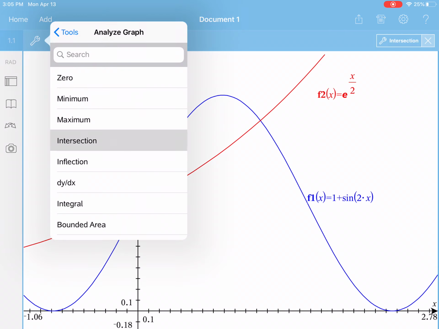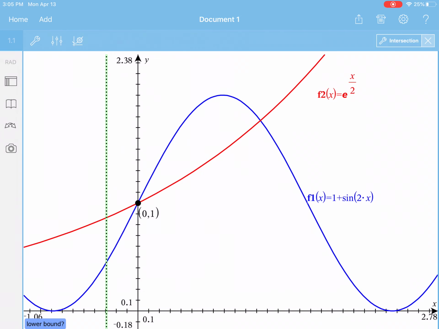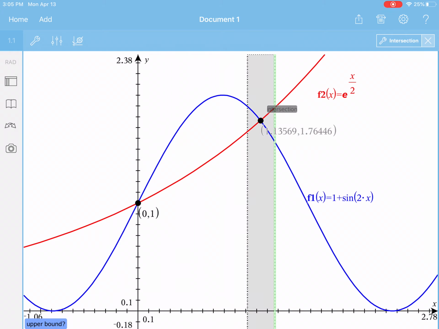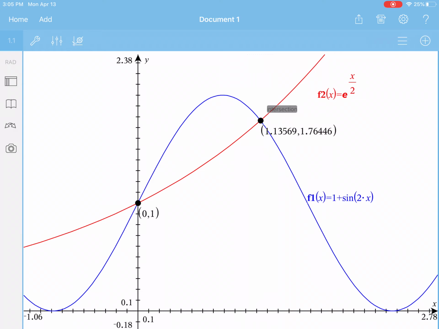But now we're going to do all that again. Intersection here. And our lower bound, I'm going to drag that a little bit closer to the second point. There you go. And the right bound, just a little bit further to the side right there, and we get 1.13569.